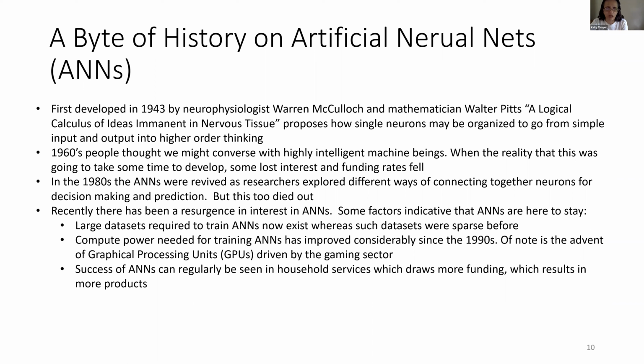Some of the reasons that we now believe that artificial intelligence and neural nets are here to stay include the much larger data sets that are required to do the training. We have many data sets available. There are repositories for these things. That resource has become much larger and very accessible to the general public and, of course, to researchers.